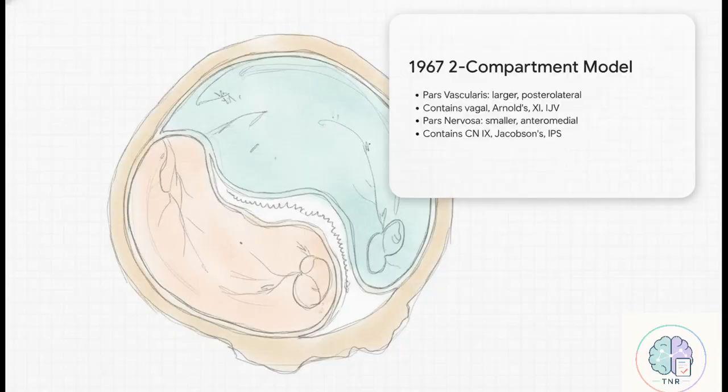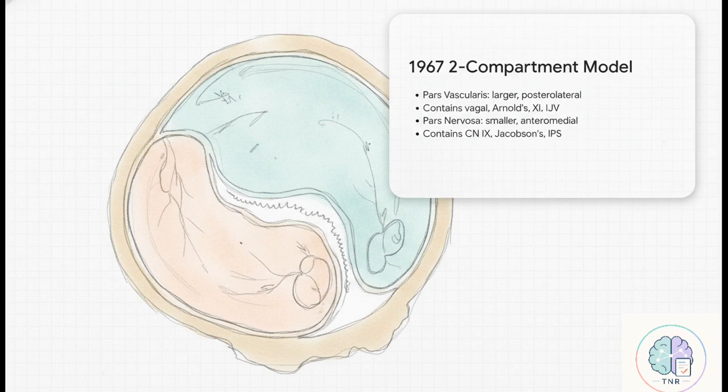Okay, starting with the 1967 model. This one used that bony spine and fibrous septum we just talked about to split the space into two rooms. First up is the pars vascularis. This is the much larger posterolateral compartment. Its tenants are the vagus nerve, its branching Arnold's nerve, the spinal accessory nerve, and the internal jugular vein.